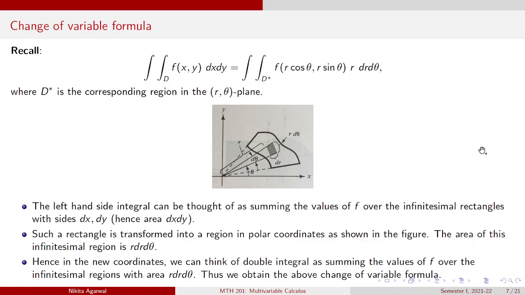Okay. It will take a while for you to understand what's going on, but the idea is you have to see how a rectangle in rectangular coordinates of sides dx dy transform to a region with sides dr d theta in the polar coordinates. Okay.